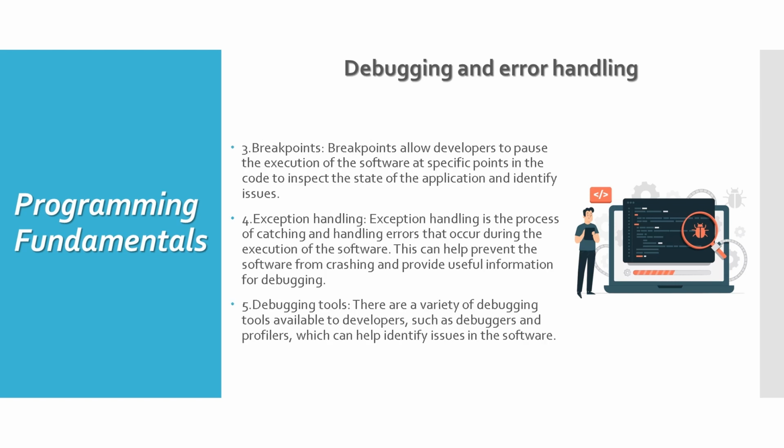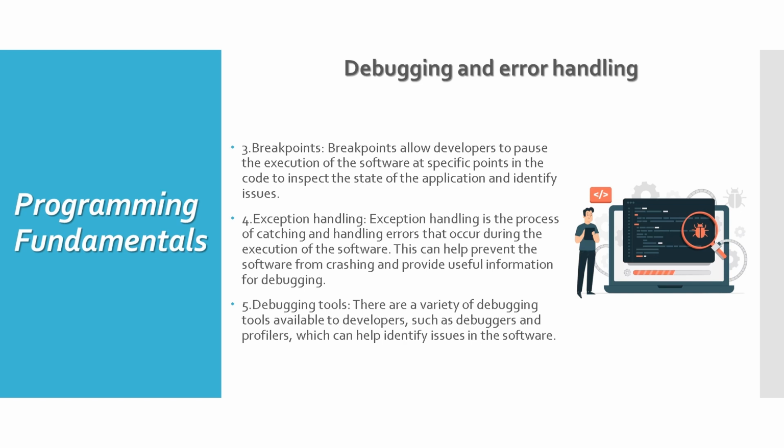3. Breakpoints. Breakpoints allow developers to pause the execution of the software at specific points in the code to inspect the state of the application and identify issues. 4. Exception handling. Exception handling is the process of catching and handling errors that occur during the execution of the software. This can help prevent the software from crashing and provide useful information for debugging.